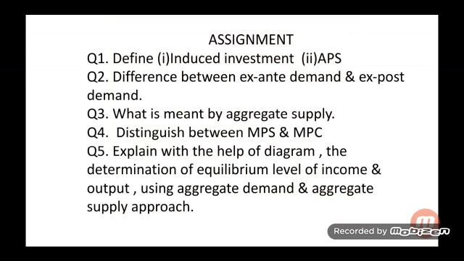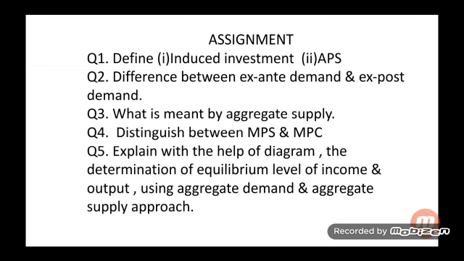Now the assignment. Question number 1. Define induced investment. I had explained you in the government investment. This point, write it from there. Second one, APS, that is average propensity to save. Write the formula also with the definition here. Question number 2, difference between the extant demand and exposed demand. I had explained you this. Write in column because they had asked you the difference.